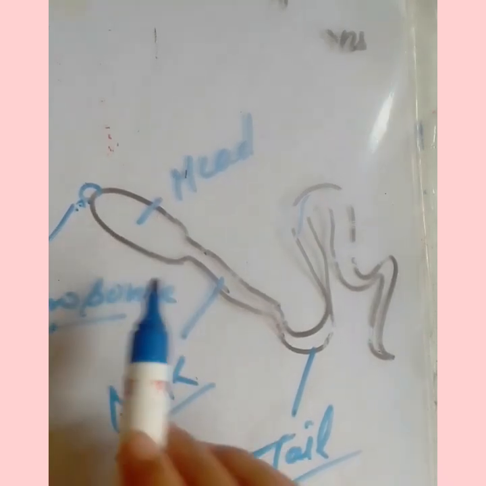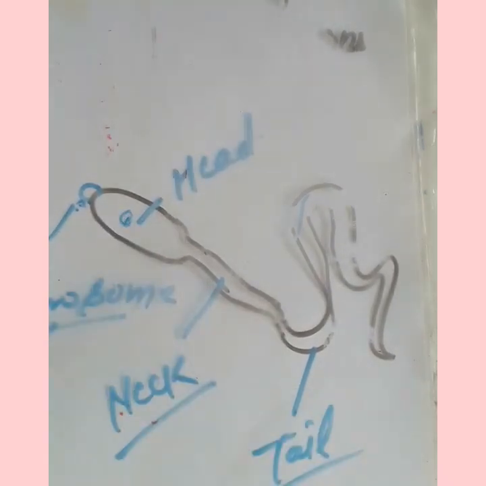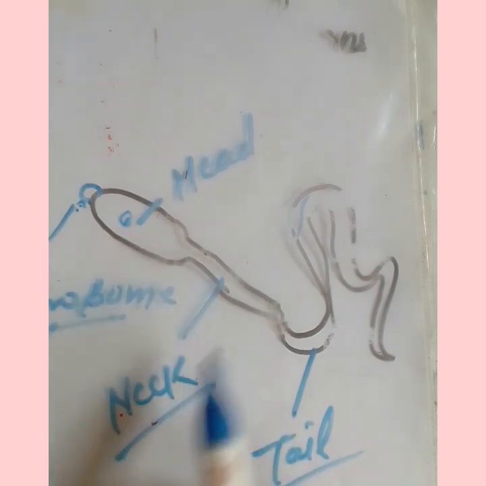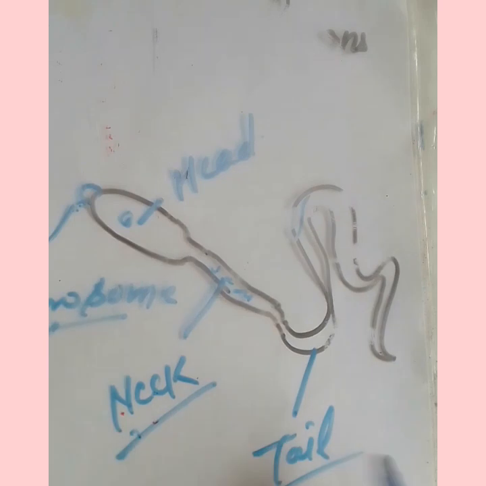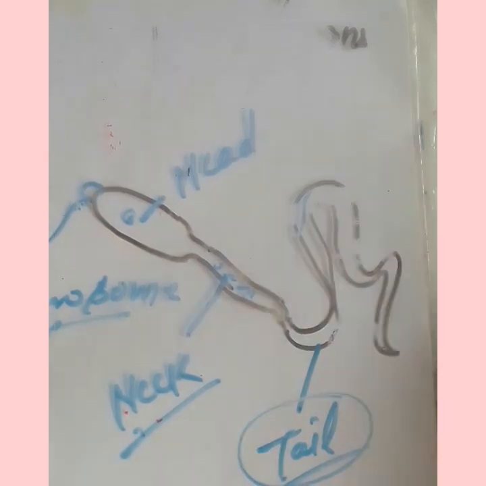This is the head, where the nucleus of this sperm is present. This is the neck, where the mitochondria and others are present, and they provide energy to the sperm. And the tail helps in the swimming, the movement of the sperm. So this is a very important structure of the sperm.